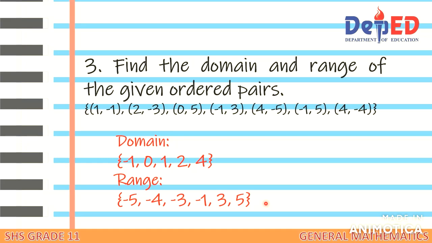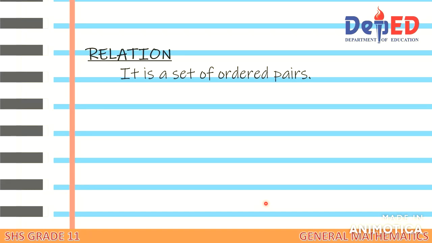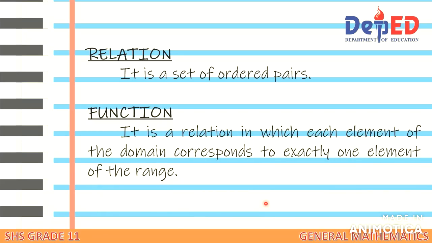Now let's move on to our main topic, which is function. But let's first define a relation. A relation is a set of ordered pairs. There is no condition. A relation is just a set of ordered pairs. And a function is a relation in which each element of the domain corresponds to exactly one element of the range. So take note of that.